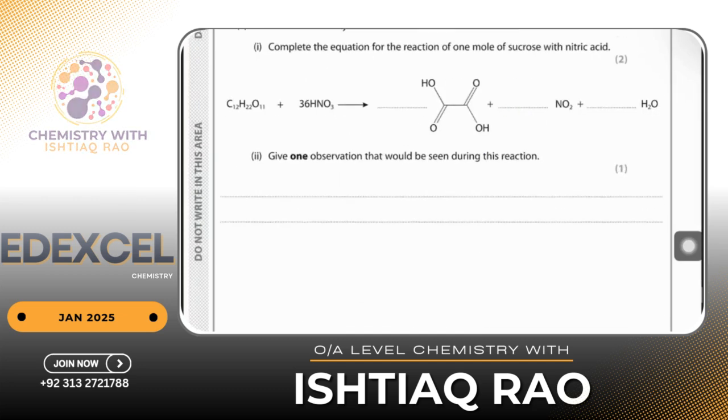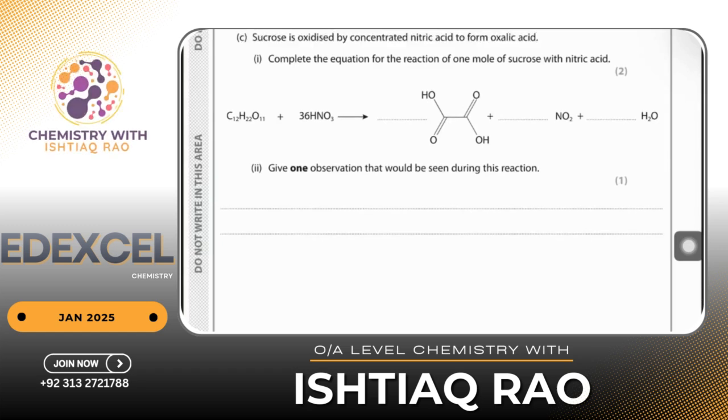Sucrose is oxidized by concentrated nitric acid to form oxalic acid. Complete the equation for the reaction of 1 mole of sucrose with nitric acid. So, oh my God, 36 nitric acid. I need to balance this equation. NO2 would be 36, to balance nitrogen it should be 36. And how many hydrogens do I have? 36 and then 22. It's going to be 23 into 2, of course. That is going to be 46, right?